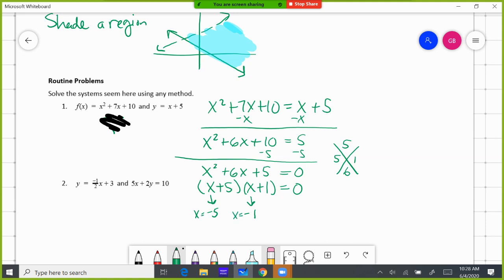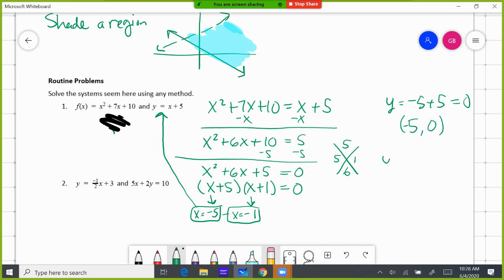Now that I have the x values, I'm going to substitute the x values into the equation here to get the y values. So if I substitute negative 5, you get 0. So negative 5 comma 0 is one answer. And if you substitute negative 1, you get 4. So negative 1 comma 4 is the other answer.